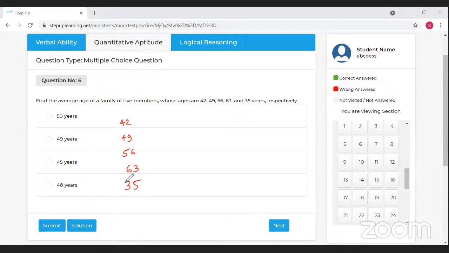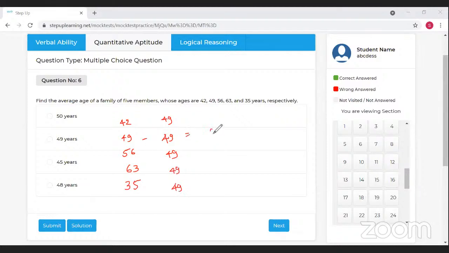Can you reply? Neutralization method, Anupa, you know that, okay? All right, those who know neutralization, you do that. So Anupa, what number have you assumed? 35 being the smallest number, 63 being the highest number. What number have you assumed? 49. Assume 49. NJ, even you know about this? Okay, so 49, 49, 49.